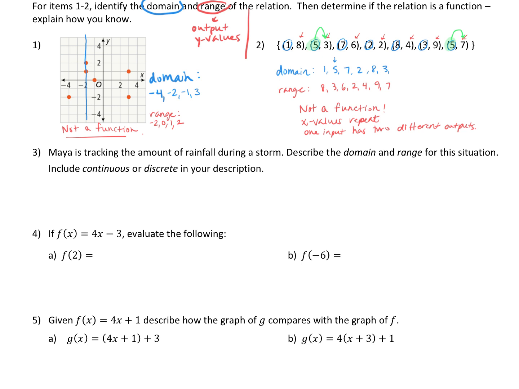Your input will determine the output. The x will determine the y. The domain will determine the range. So if we think about what's happening in this situation, I want to know what is determining the other thing. And that just helps me clarify between domain and range. So Maya's tracking the amount of rainfall during a storm, and she's doing this over time. So we have time, and then what is she tracking? She's tracking the amount of rainfall.